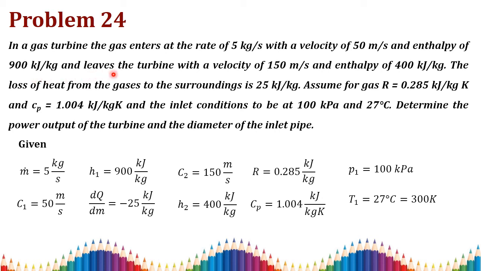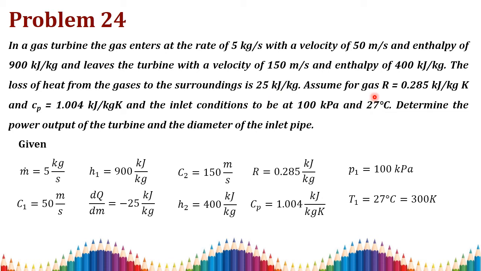It leaves the turbine with a velocity of 150 meter per second, so C2 is 150 meter per second, and an enthalpy of 400 kilojoule per kilogram, that is H2 is 400 kilojoule per kilogram. The heat is lost from the gases to the surroundings, that is dq by dm. You check the unit, it is kilojoule per kilogram. So dq by dm is equal to minus 25 kilojoule per kilogram.